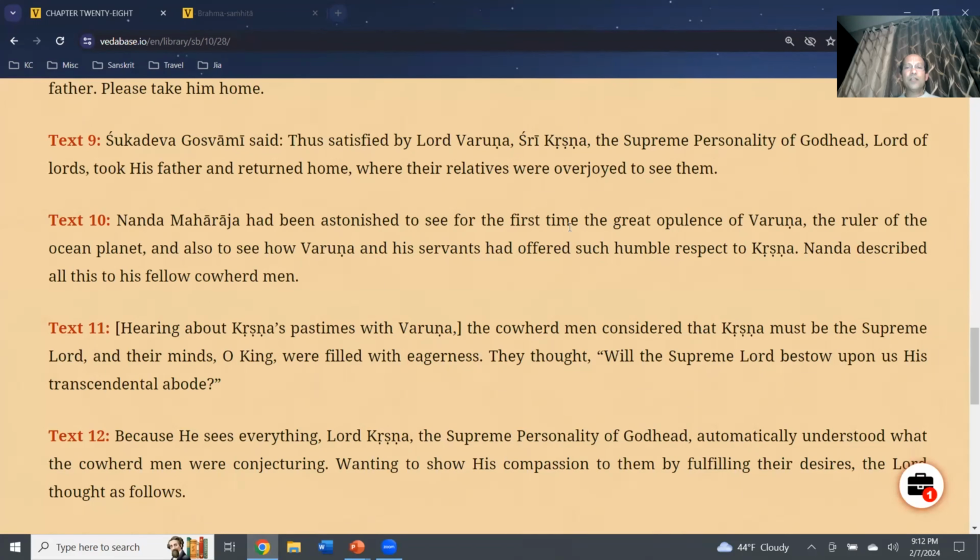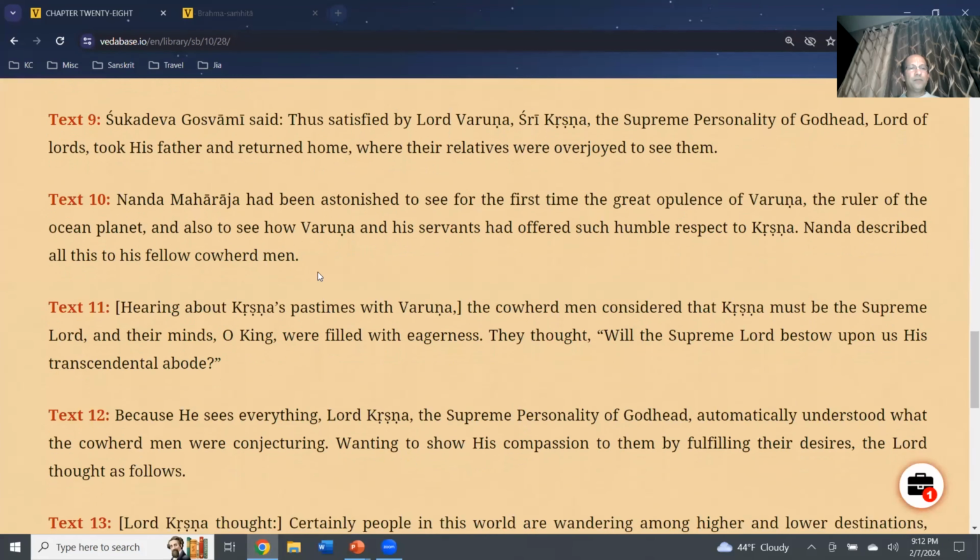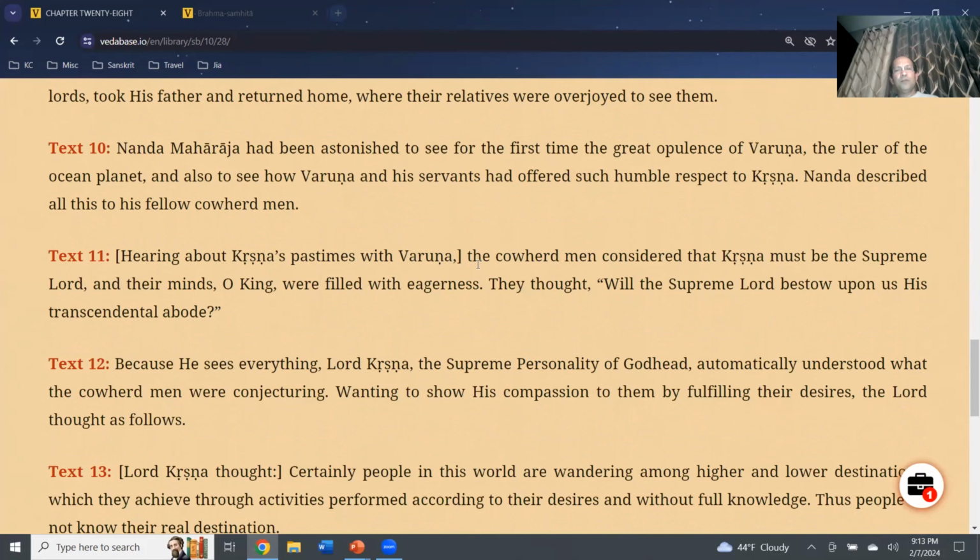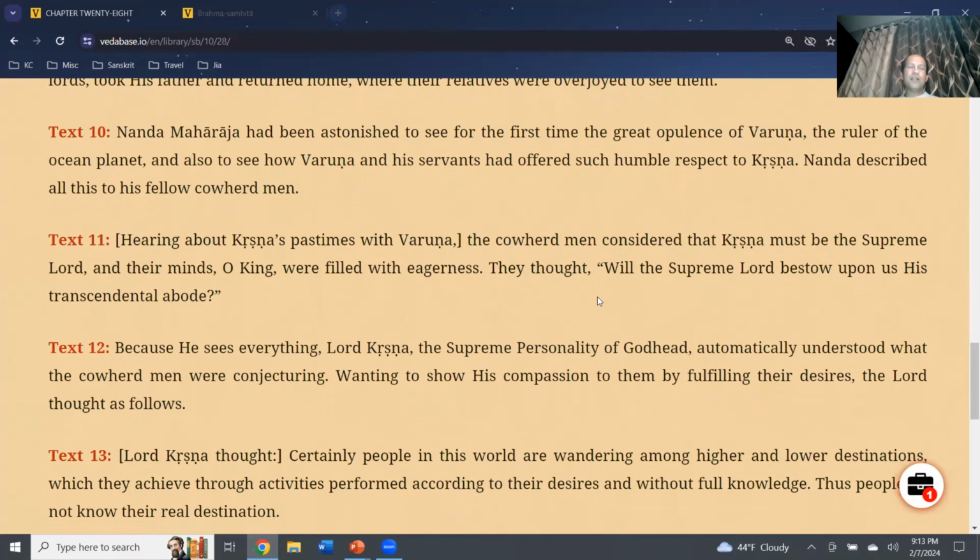To see for the first time the great opulence of Varuna, the ruler of the ocean planet, and also to see how Varuna and his servants had offered such humble respect to Kṛṣṇa, Nanda described all this to his fellow cowherd men. And hearing about Kṛṣṇa's pastime with Varuna, the cowherd men considered that Kṛṣṇa must be the Supreme Lord. And in their minds, O king, so Shukadeva Goswami is referring to Parikshit Maharaj here, were filled with eagerness. They thought, will the Supreme Lord bestow upon us his transcendental abode?